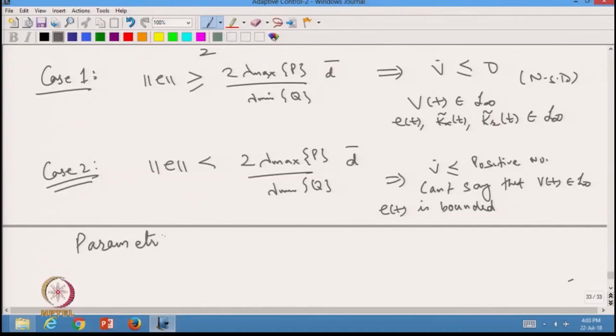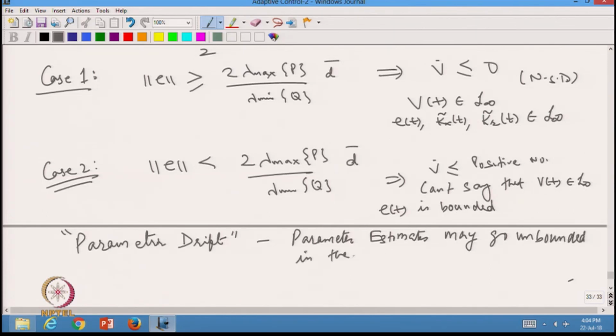So, the adaptive controller that we have designed is not robust to disturbances. So, the parameter estimates may drift away and go unbounded in the presence of external bounded disturbances.